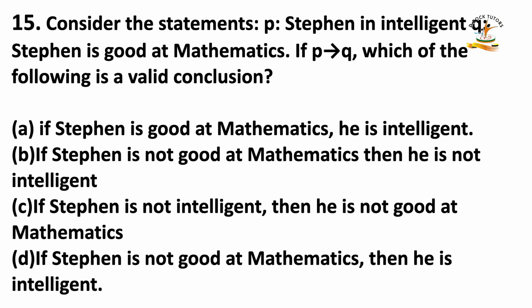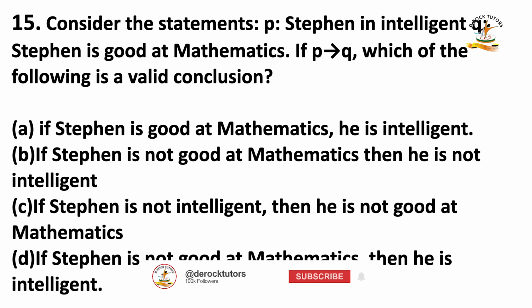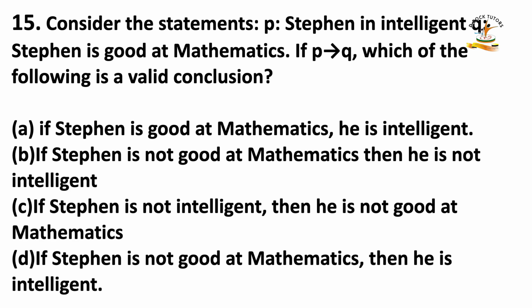Consider the statement P, Stephen is intelligent, and statement Q, Stephen is good at mathematics. Now, this is under logic, which of the following is a valid conclusion? The only valid conclusion here will be if Stephen is intelligent, then Stephen is also good at mathematics. And not only that, the reverse is also true, which is the correct answer here. If Stephen is not intelligent, then Stephen is not good at mathematics either. And if you look at option B, if Stephen is not good at mathematics, then he is not intelligent. The correct answer is B.